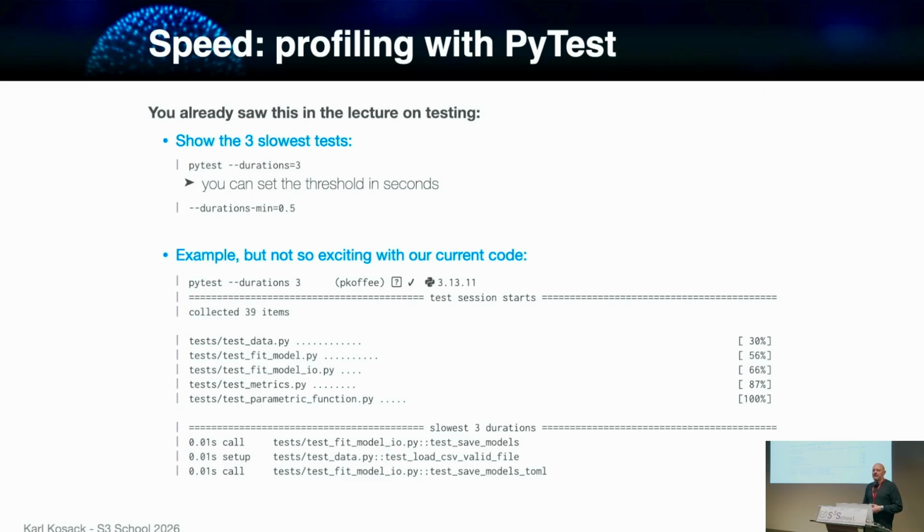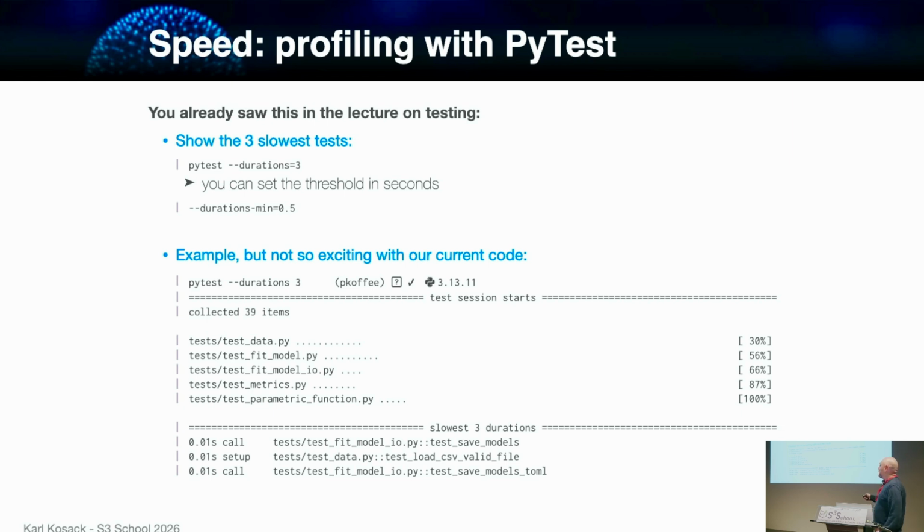So one of the methods for finding slowness was already shown by Max in the first lecture, or the lecture on the second day, I guess, where if you have tests implemented, you can run this, add this --durations option. You can even put a min duration if you want for a threshold, and it'll show, in this case, the 3 slowest tests. So I ran it on pCoffee just this morning, and well, okay, the 3 slowest tests are test save models, load a CSV file, and save models toml, but they all take 0.01 seconds, and so I mean this was pretty useless. In this case, I would just say, okay, fine, it runs fine, there's no issue.